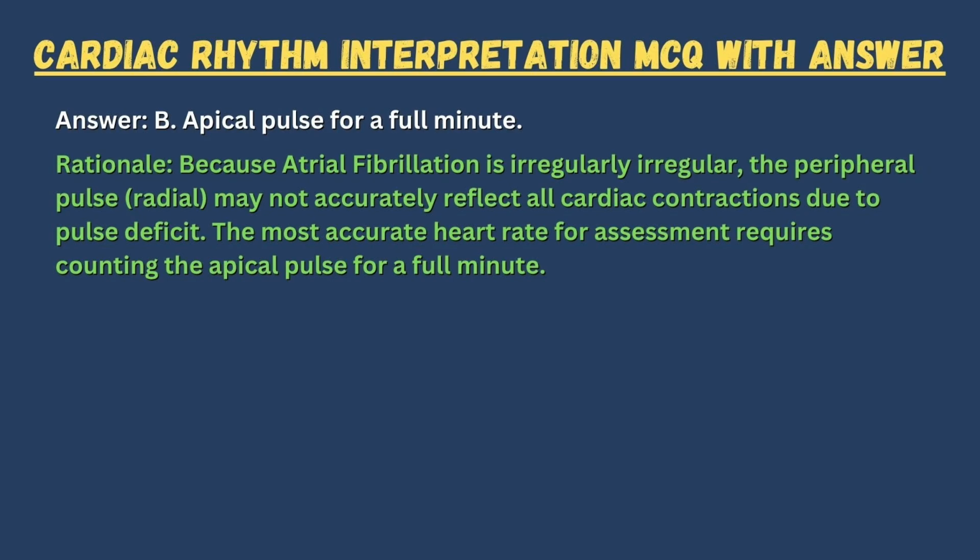Apical pulse for a full minute. Rationale: because atrial fibrillation is irregularly irregular, the peripheral pulse, radial, may not accurately reflect all cardiac contractions due to pulse deficit. The most accurate heart rate for assessment requires counting the apical pulse for a full minute.